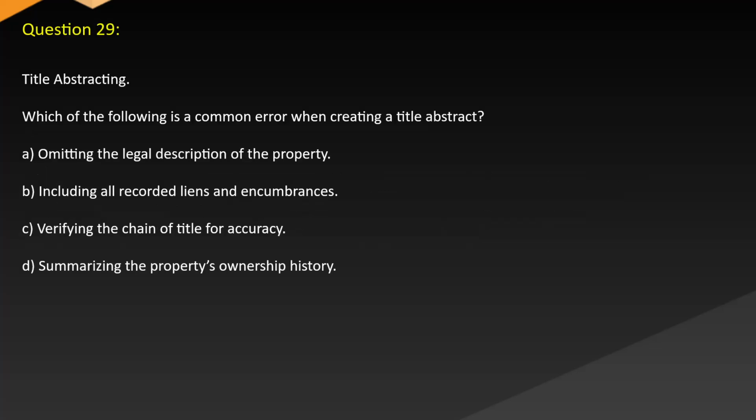Question 29. Title abstracting. Which of the following is a common error when creating a title abstract? A. Omitting the legal description of the property. B. Including all recorded liens and encumbrances. C. Verifying the chain of title for accuracy. D. Summarizing the property's ownership history.